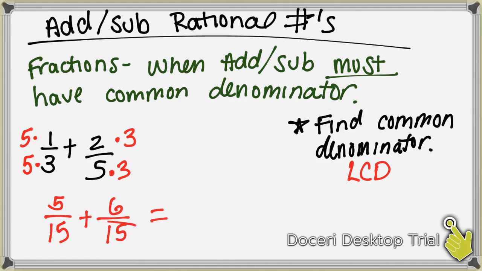And now the denominators are the same. Now I could add the numerators. So 5 plus 6 is going to be 11 out of 15. And you would have to simplify this if possible. However, this is not possible to simplify. That's already in simplest form. 11/15 would be your answer there.